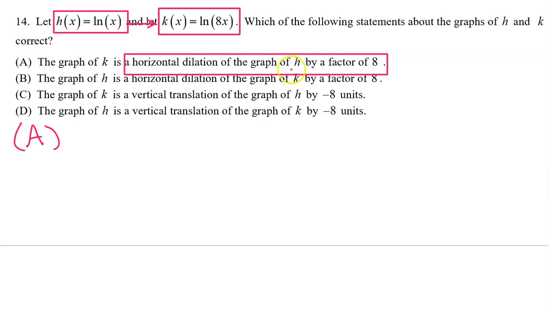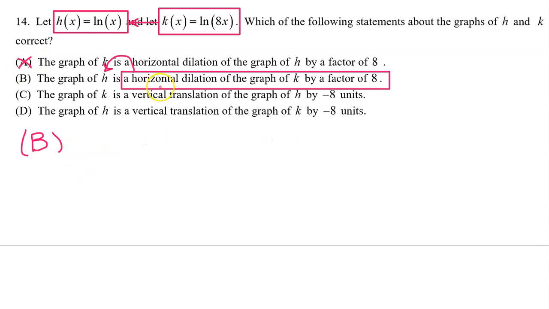So a horizontal dilation of h means we're going to take the function h and multiply by something on the inside. Because the dilation is by a factor of 8, we would have to multiply by 1/8. You do the reciprocal. The question is, does this expression equal k? Does this expression equal natural log of 8x? Clearly, it does not. It should be an 8, but we have a 1/8. So A is not the answer.